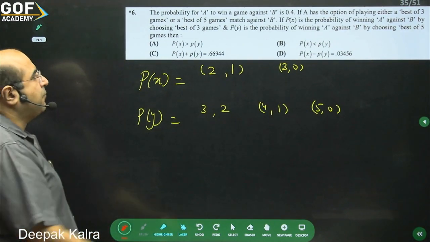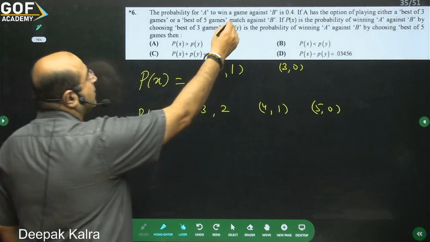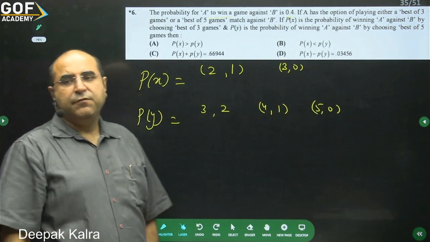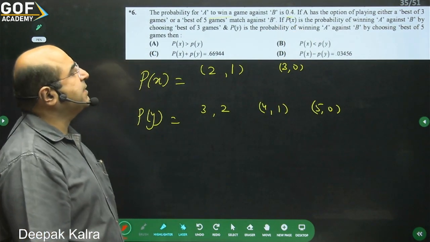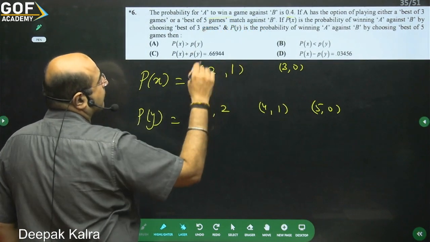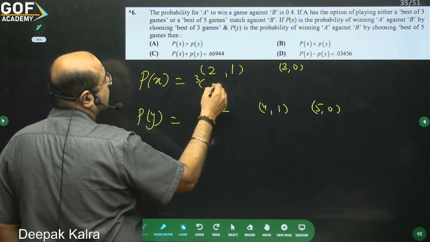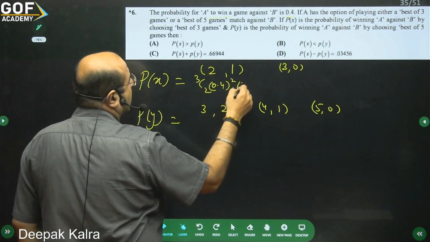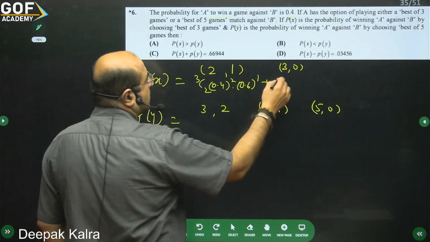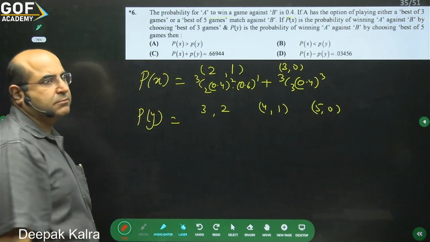They want the PX and PY combination. It is nothing but just a calculation game. Winning of A is 0.4, so 0.6 is winning of B. You write the answer. 2 games won out of 3, so 3C2, 0.4 square and 0.6 power 1, plus 3C3, 0.4 cube. That is the answer of PX.